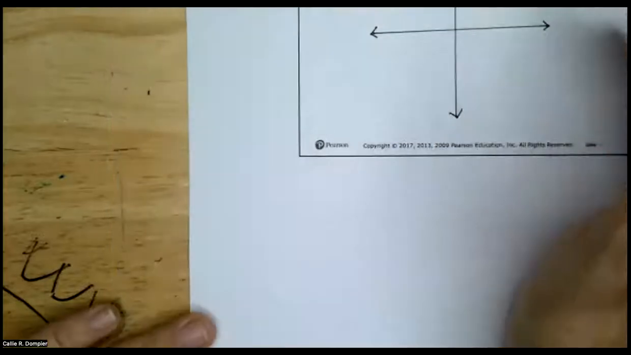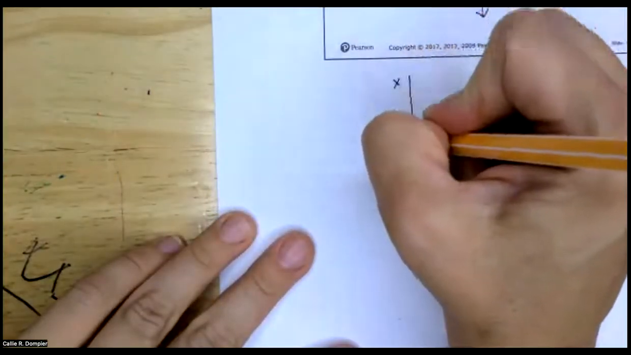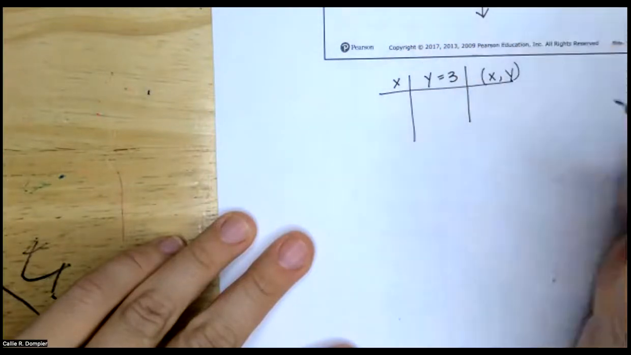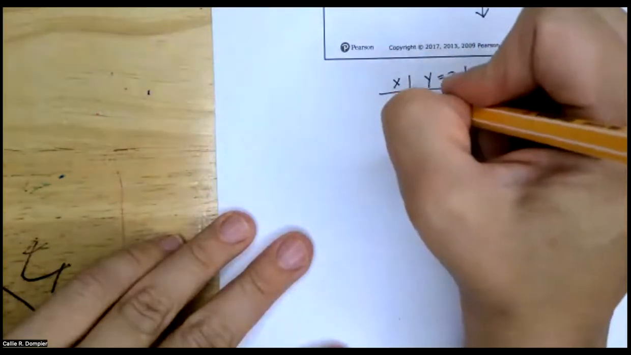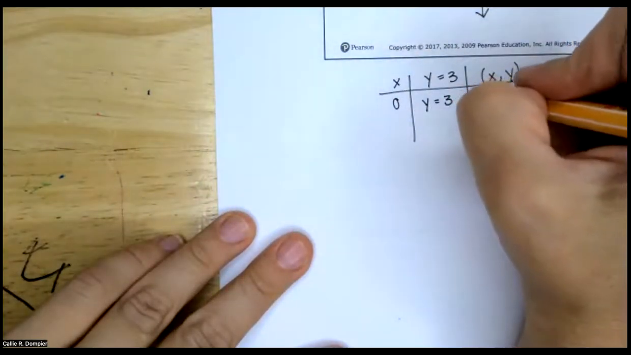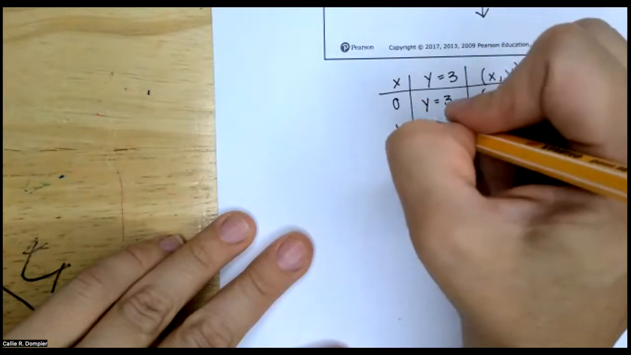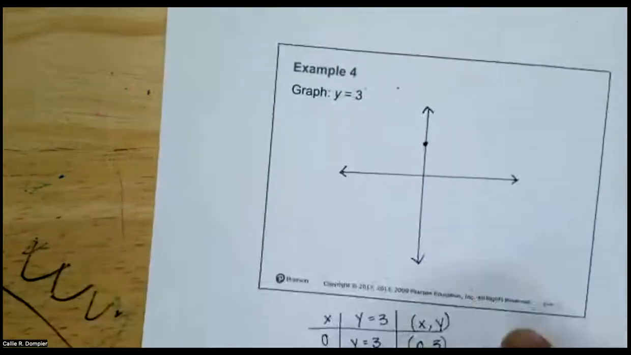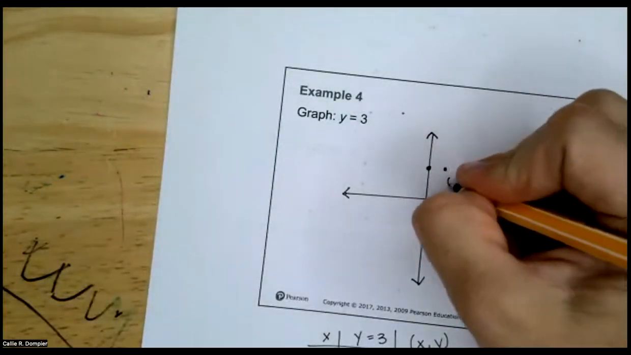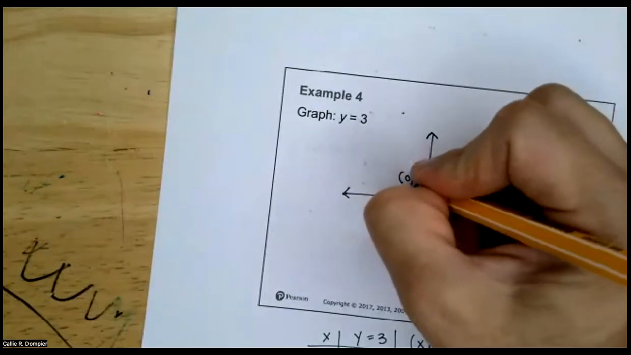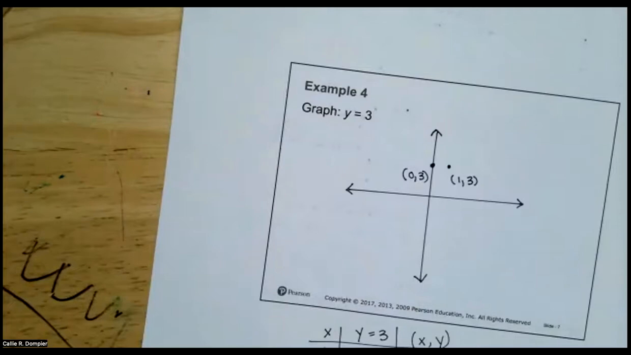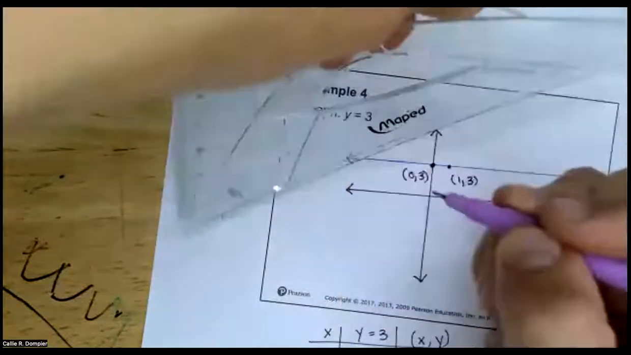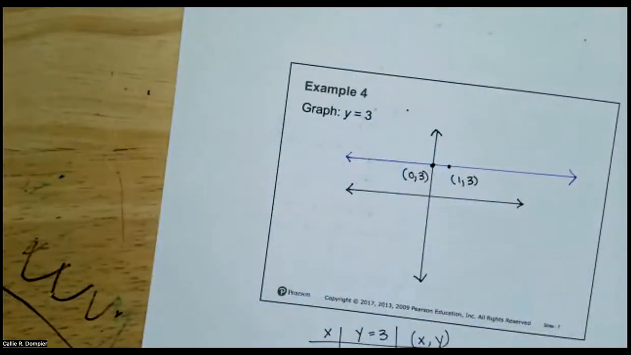Good. If I make a table, let's pick a small number, 0. If x equals 0, y is still 3, so it's 0, 3. If x is 1, y is still equal to 3. Didn't change that at all. 1, 3. Okay, so I have 0, 3, and now I have 1, 3. And that's my line. Good. All right.